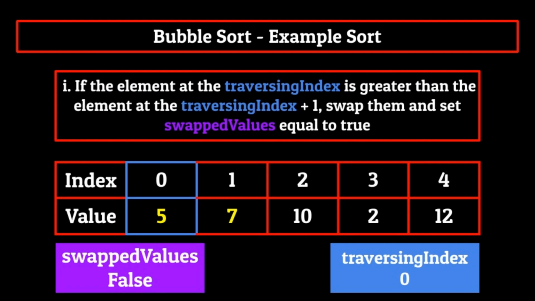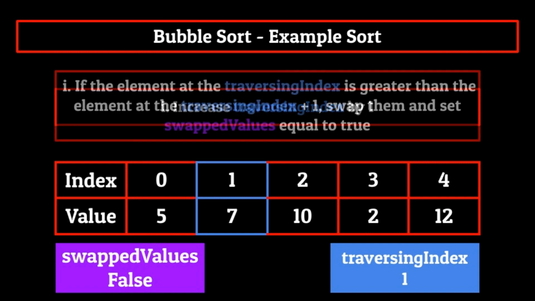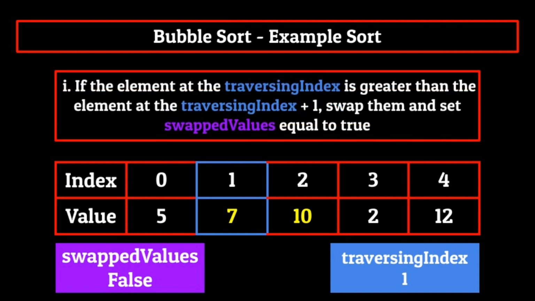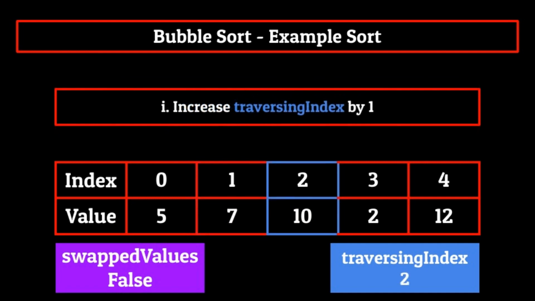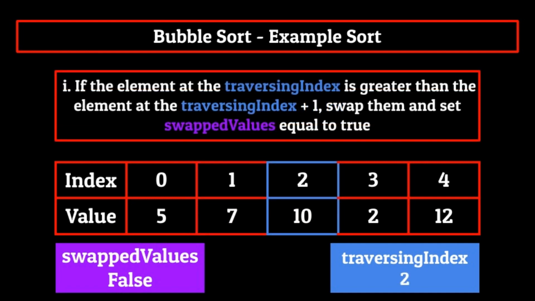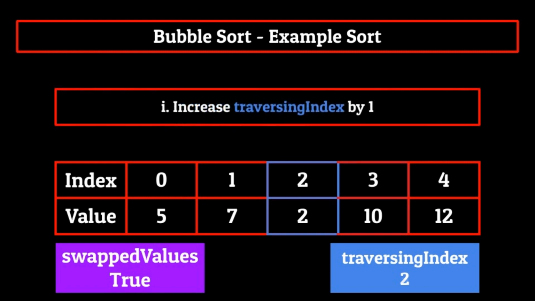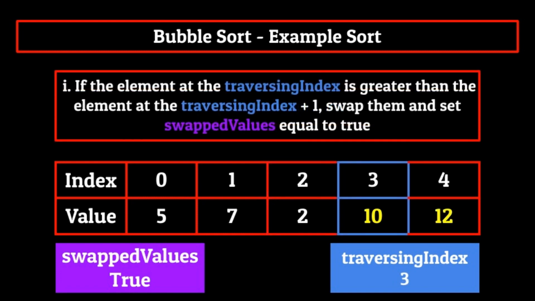We compare 5 to 7. That's good, no swaps need to be made there, and so we increase traversing index. Then we compare 7 to 10. And again, no swaps need to be made, so we can increase traversing index once again. Then we compare 10 to 2, and in this case, swaps do need to be made. So we swap the two values and set the swapped values boolean to be equal to true. We have set off our tripwire, and so we know that we need to go into the list and sort it at least one more time. We increase traversing index and compare 10 to 12. We don't need to swap these values, and so again, we have completed another pass through our list.